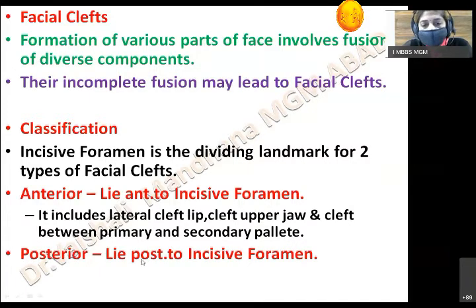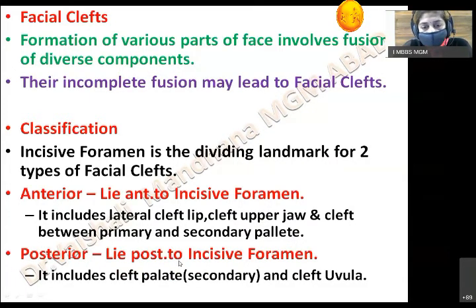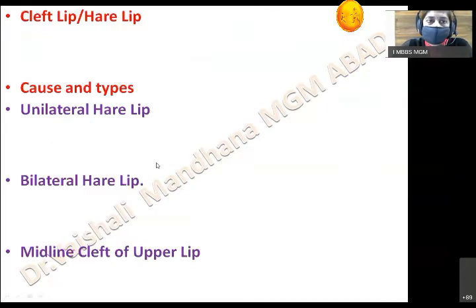Posterior clefts lie posterior to the incisive foramen, and include the cleft palate, or cleft of the secondary palate, and the cleft uvula. Okay. So this is, in general, the classification of facial clefts. Now we are going to see about the cleft lip.